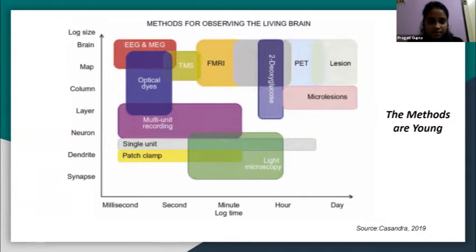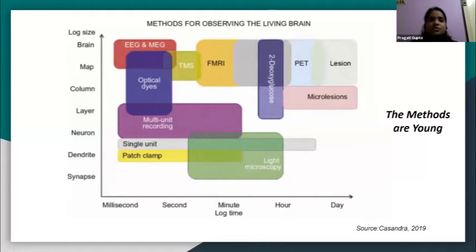So here in this first slide, we are seeing what are the methods used for observing the living brain. In the y-axis, we are seeing log size, which is kind of a spatial resolution. And in the x-axis, we have log time, that is the temporal resolution, which means these brain imaging or physiological methods are being looked at in terms of the temporal and spatial resolution.